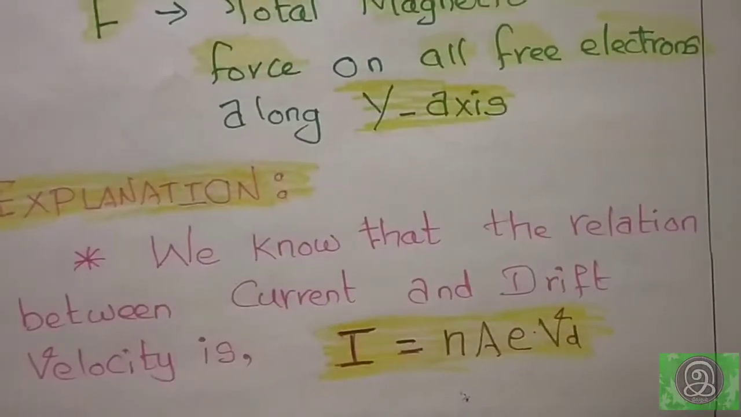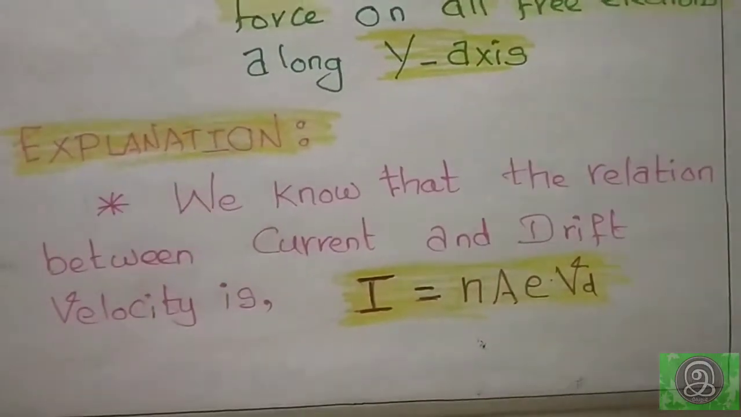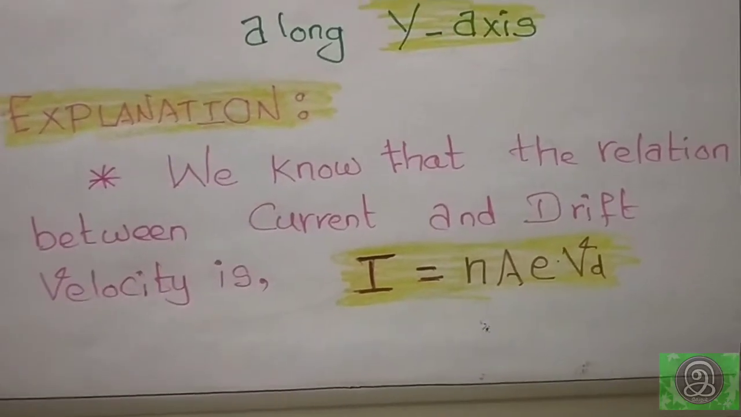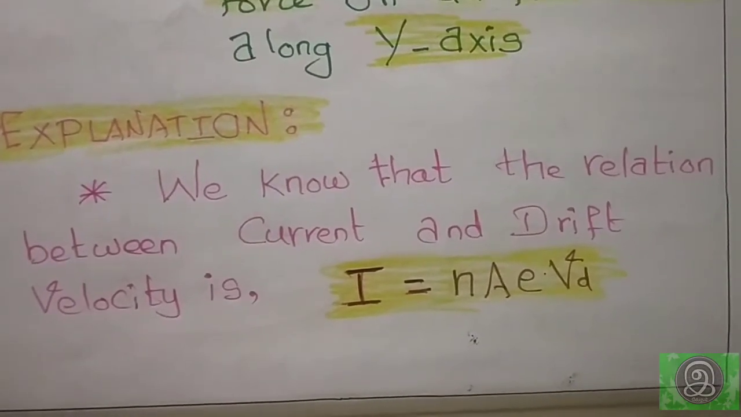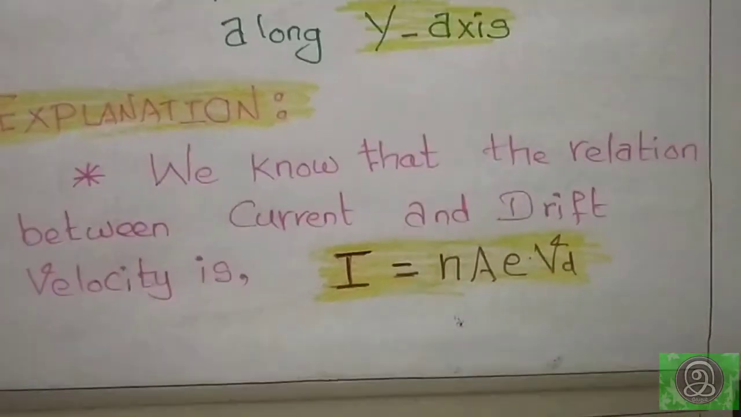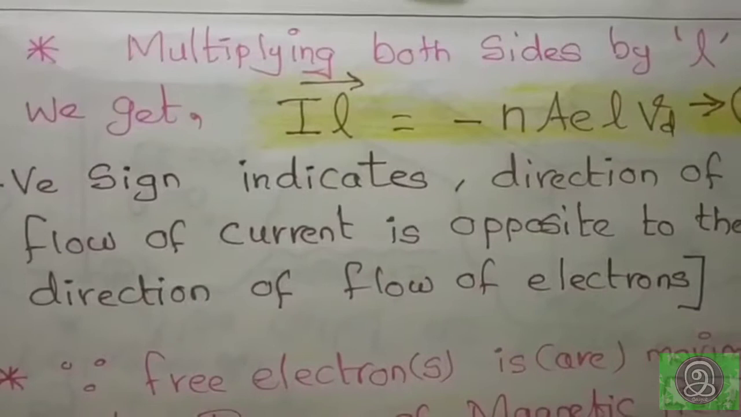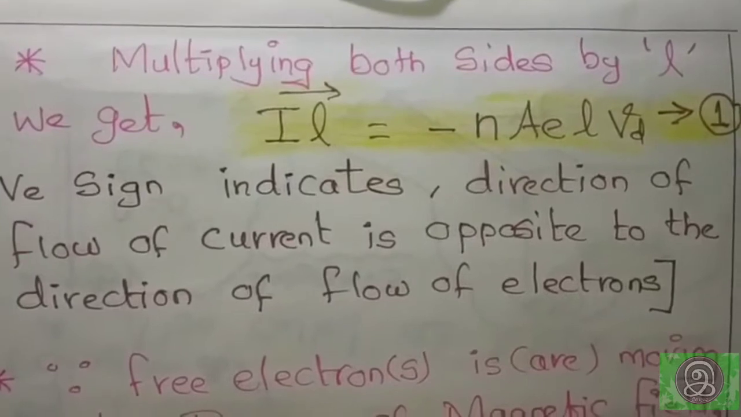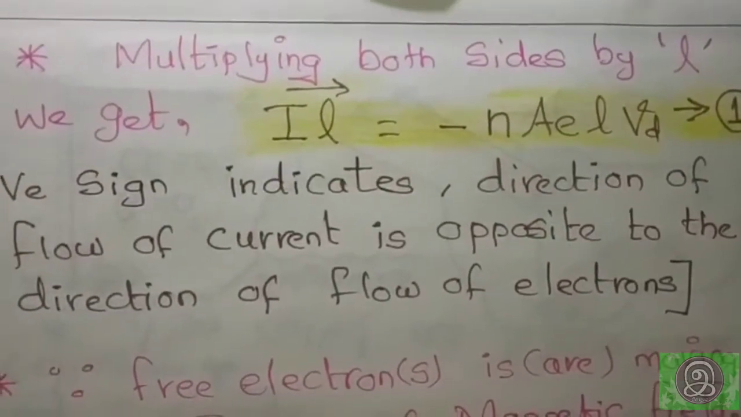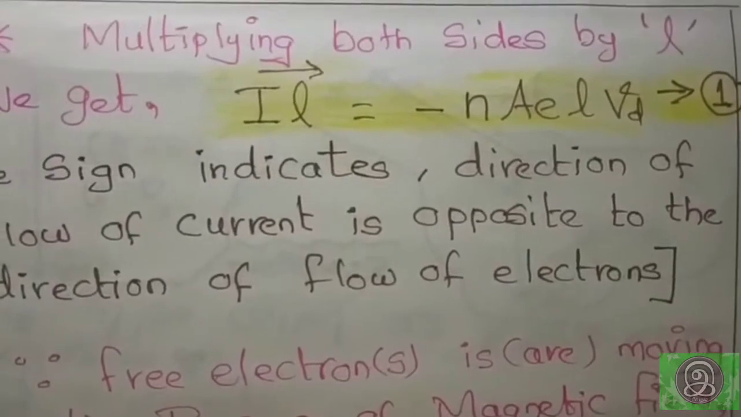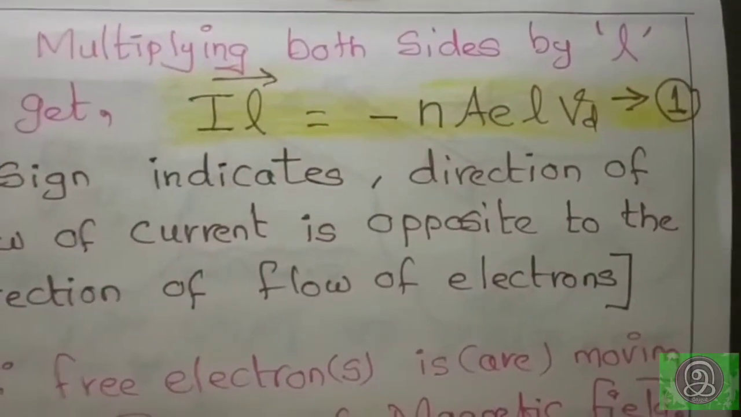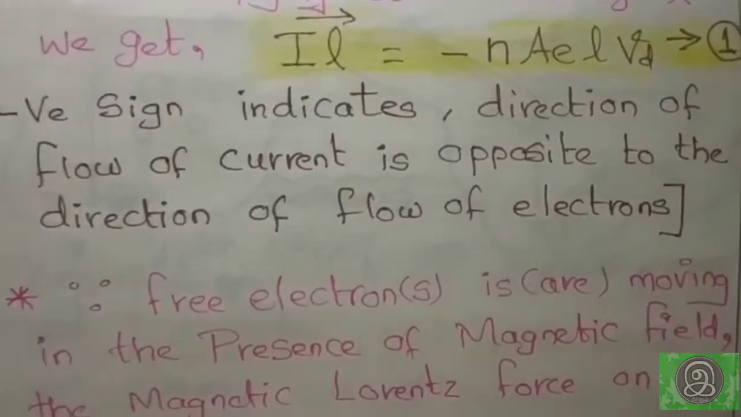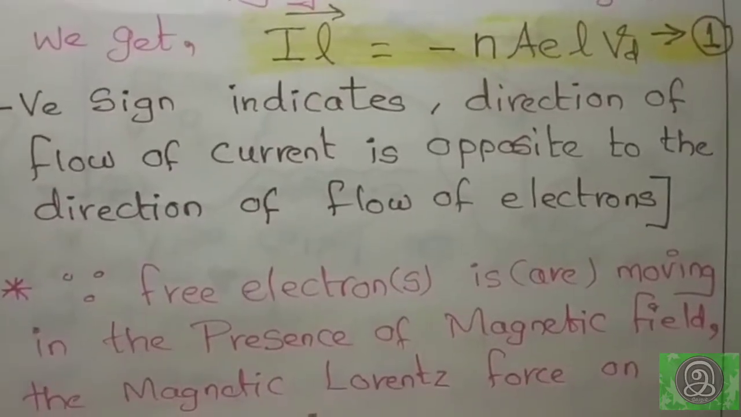Now, we know that the relation between current and drift velocity is I equal to n A e v suffix d. In this equation, let us multiply both sides by l. So the equation becomes I l vector is equal to minus n A e l v suffix d, which is taken as equation 1. Here the negative sign indicates the direction of current is opposite to the direction of flow of electrons.